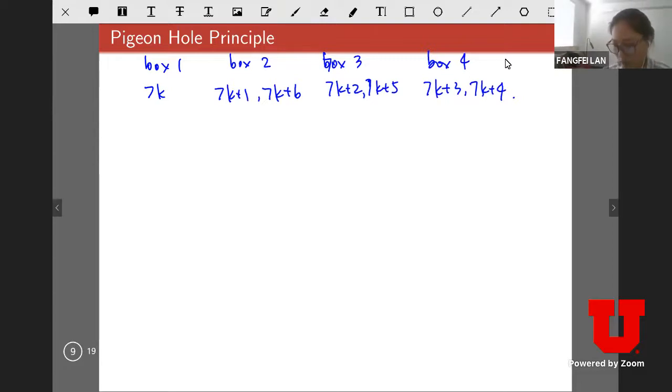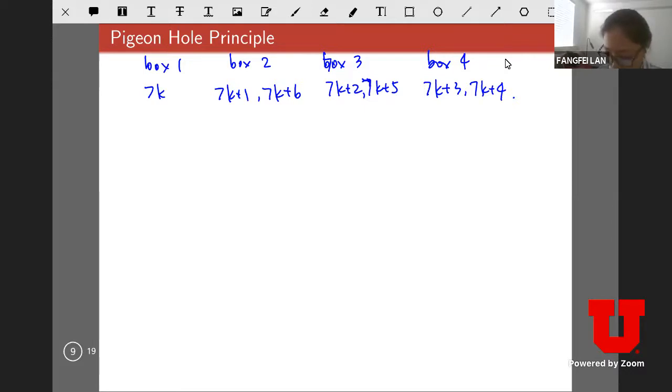Okay, so what about box 2, 3, and 4? So these are similar. To be safe, you can argue each case, each box separately. But I think in our case, I can just show us how to do any one of them, and then they would just be the same.